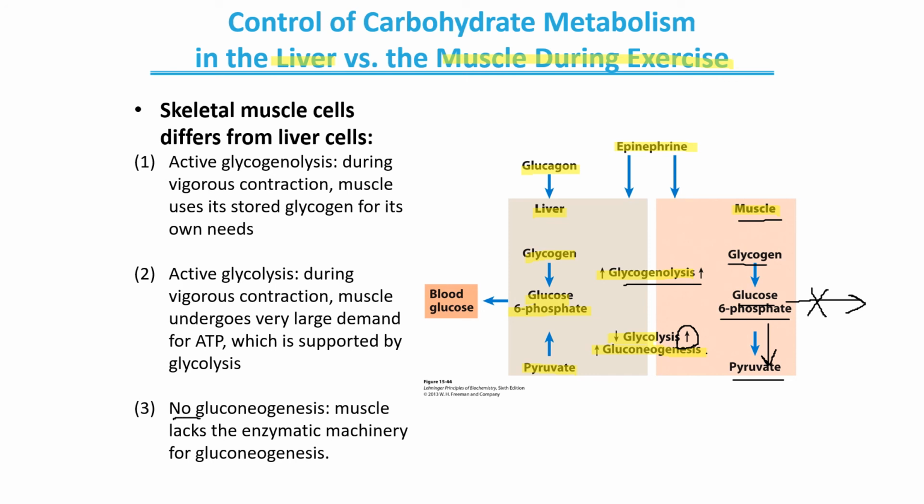So no gluconeogenesis in the muscle, that is one thing to remember. And an increase in glycolysis, active glycolysis during vigorous contraction, will be seen in the muscle but not in the liver. And active glycogenolysis, obviously breaking down more glycogen so that we can get more glucose. So the text is simply on the skeletal muscle effect that is shown here.